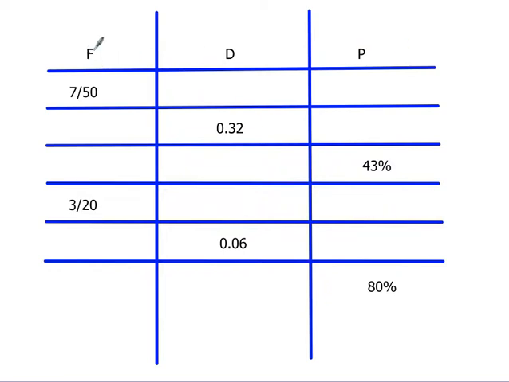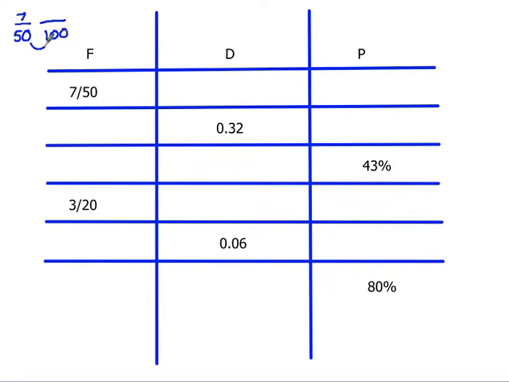Here we've got a table of fractions, decimals and percentages that we're going to complete. So we're going to start by taking this fraction here, which is 7 out of 50, and converting it into decimals and percentages. If we're going to convert that into either a decimal or a percentage, then we need to know first of all what it is out of either 100 or 10.